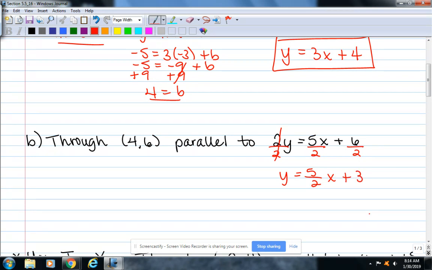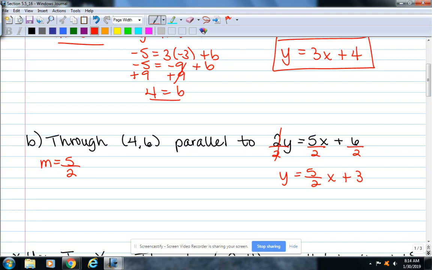5/2x plus 3. Simplify everything. So any questions about how I got that in slope-intercept form? Now do I know the slope of that line? What's the slope of that line? 5 over 2. And if our line that goes through the point (4, 6) is parallel to that line, what's our slope going to be? 5 over 2 again. Very good. Slopes are the same when they're parallel.